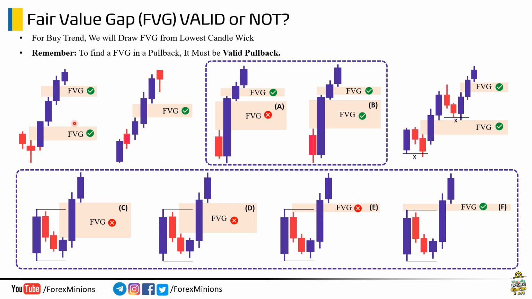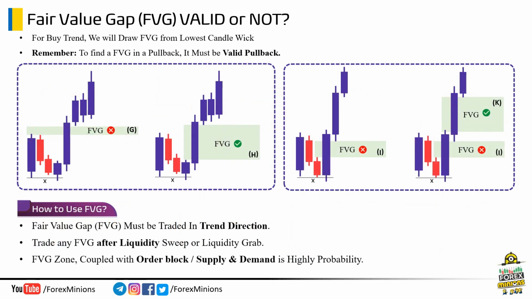You can check these valid fair value gaps; these are marked from the lowest candle's wick. You can check these samples one by one as an assignment. Similarly, these invalid fair value gaps are marked from an invalid candle choice. These were not the lowest candles to mark a valid fair value zone. Remember, to mark a valid fair value gap in a bullish market, always select it from the lowest candle's wick. Here is another example for your understanding.